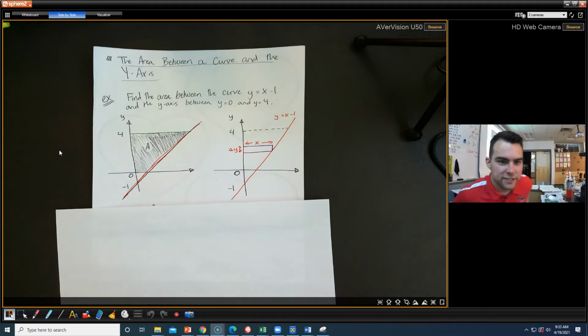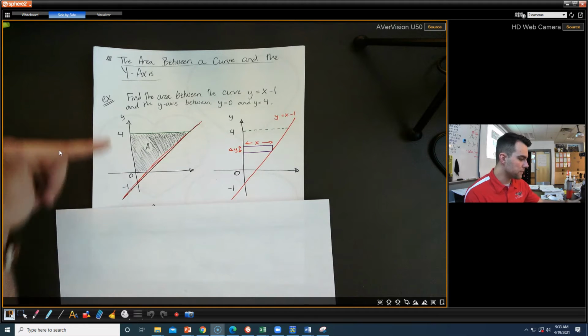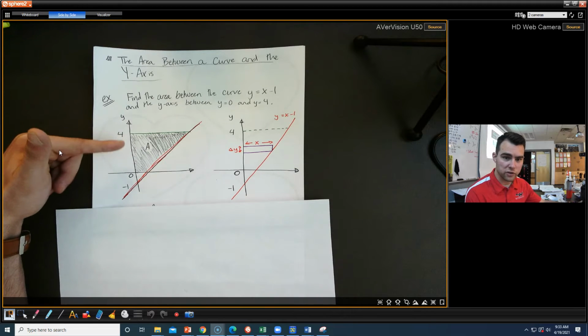We are in the midst of it and the thick of it. Let's try to get our way out of the woods. We are looking at the curve and the y-axis, specifically looking for the area between a curve and the y-axis. So you'll see an example problem similar to this one. It says, find the area between the curve, y equals x minus 1, and our y-axis between y equals 0 and y equals 4, so this shaded region right here.